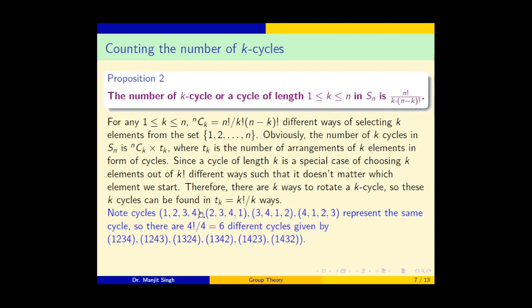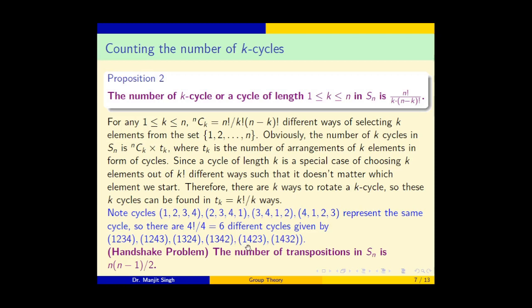For numerical purposes, you can see that 1 2 3 4, 2 3 4 1, 3 4 1 2, 4 1 2 3, these four represent the same cycle. So there are 4 factorial by 4 equals 6 different cycles of length 4. 1 2 3 4, 1 2 4 3. You can see these are different cycles. 1 3 2 4, 1 3 4 2, 1 4 2 3, 1 4 3 2. So this example is useful to understand the above description.